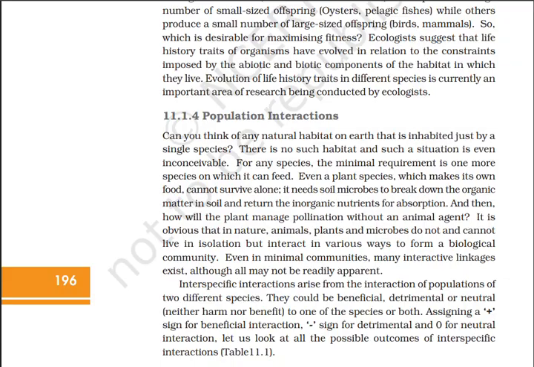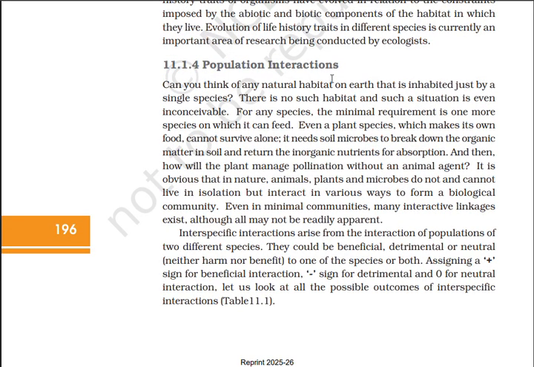Population interactions. Can you think of any natural habitat on Earth that is inhabited just by a single species? There's no such habitat, and such a situation is inconceivable. For any species, the minimal requirement is one more species on which it can feed. Even a plant species which makes its own food cannot survive alone. It needs the soil microbes to break down the organic matter in soil and return the inorganic nutrients for absorption. And then how will a plant manage pollination without an animal agent?